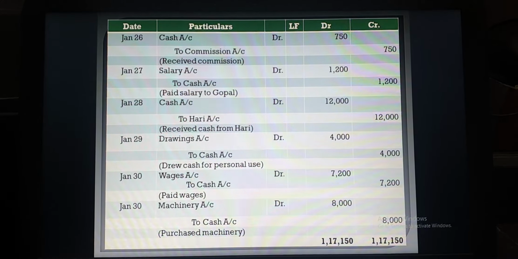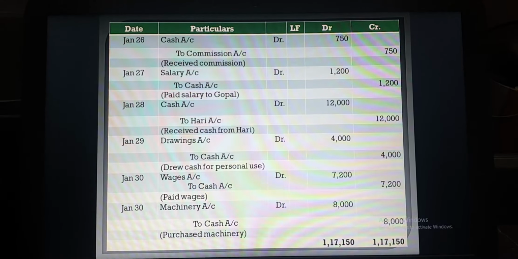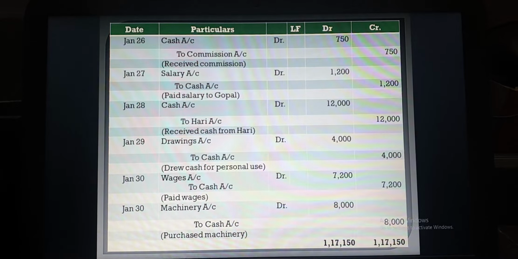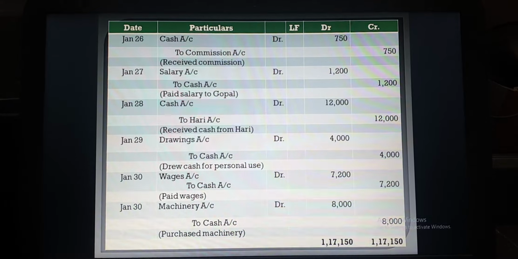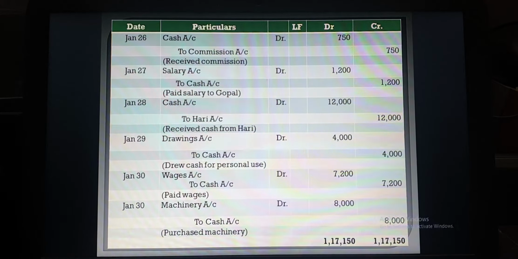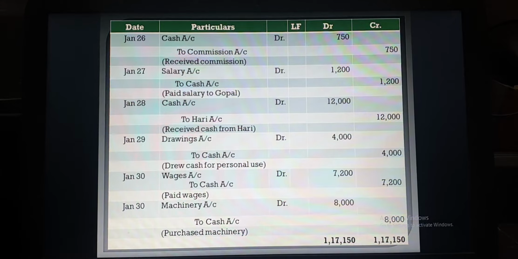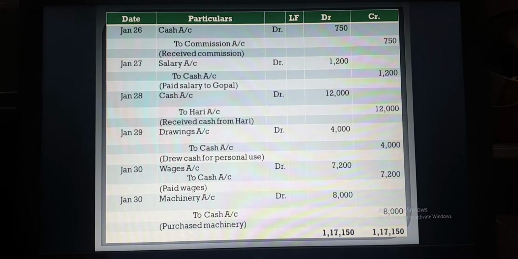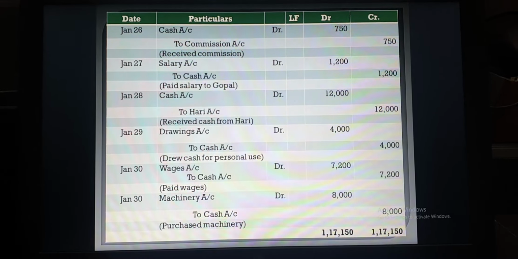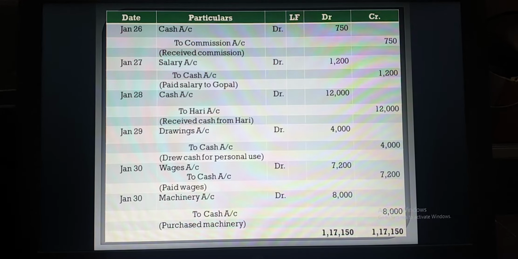And the last entry is purchase machinery. So again, what is coming into the business, that is machinery. And if you are purchasing machinery, then you have to pay something in cash. So cash is going out of the business. So the entry will be machinery account debit to cash account. Now in this entry, machinery account debit to cash account, both the rules are applicable from the real account. That is, debit what comes in, so machinery is coming into the business, and credit what goes out, that is cash is going out of the business. And the amount is 8,000, and the entry is on 30th January. And the narration is purchase machinery.